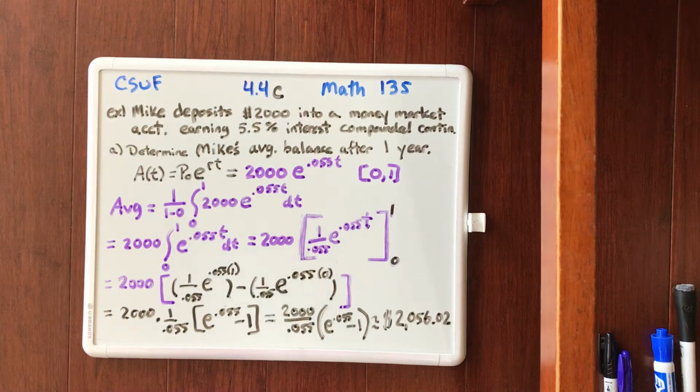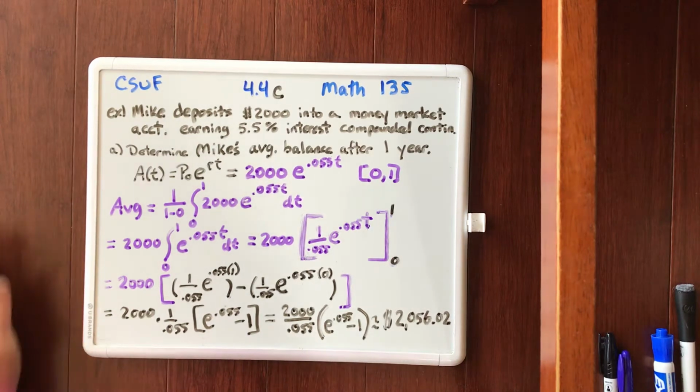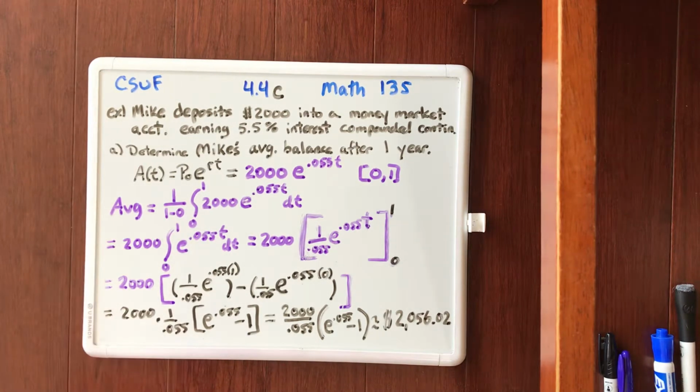This is Math 135, 4.4c. Okay, we're going to use an example using our average formula that we just looked at, the average value.